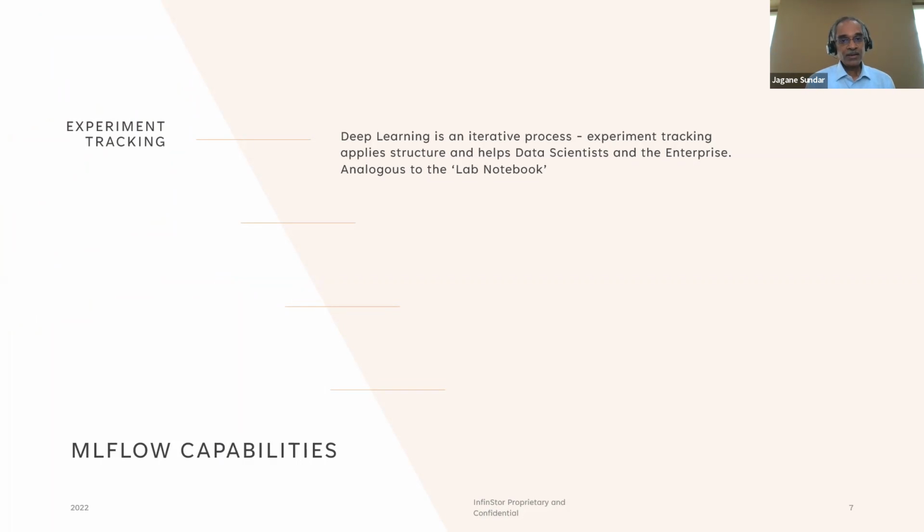Experiment tracking. Deep learning, as we all know, is an iterative process. Experiment tracking applies some structure and helps data scientists and the enterprise also. It is the direct analog to lab notebooks from the old days or even current chemistry experiments. A drug company applying for FDA approvals would not think of doing so without lab notebooks. Similarly, a machine learning based drug discovery process needs a log of experiments made, and experiment tracking for machine learning is best done using MLflow.